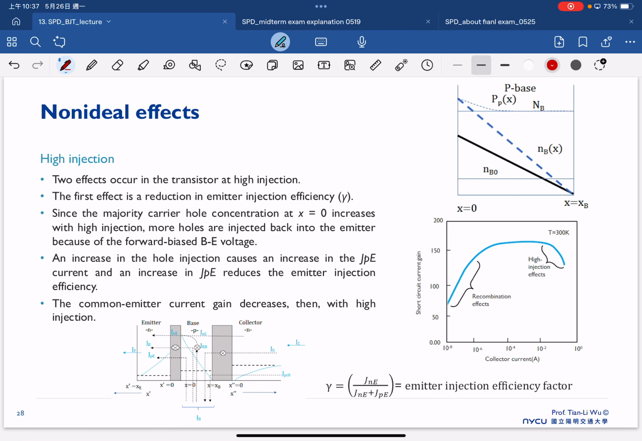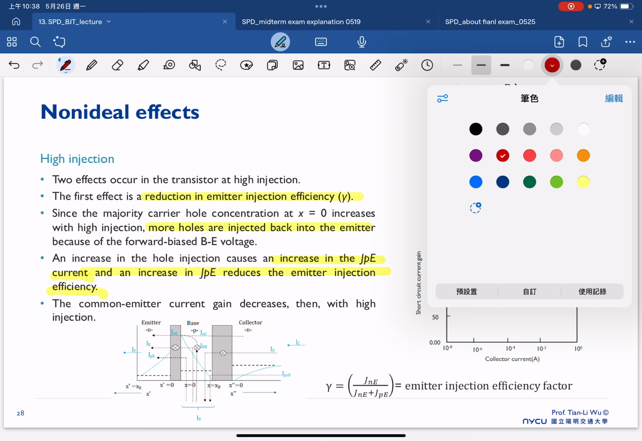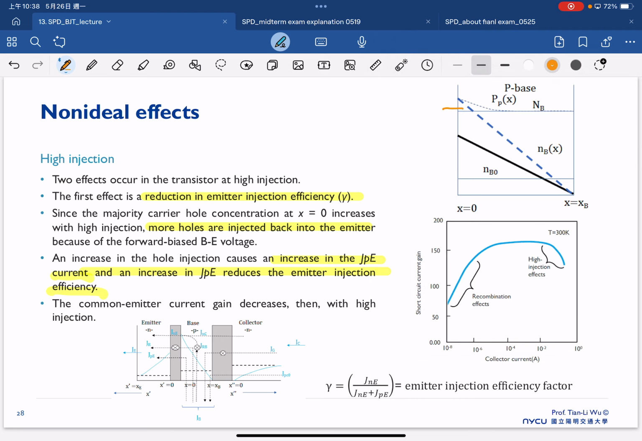So two effects can occur in the transistor under the high injection. The first one is the reduction in the emitter injection efficiency. Since the majority carrier hole concentration at x equal to 0 increases with a high injection, more holes are injected back into the emitter because of this forward bias voltage here. An increase in the hole injection can cause an increase in the JpE current, and the increase of JpE can reduce the emitter injection efficiency, because now our hole concentration here becomes larger, so that means our JpE is increased.